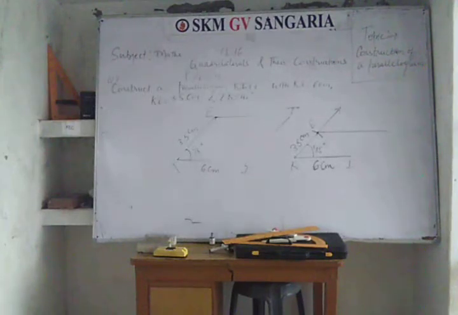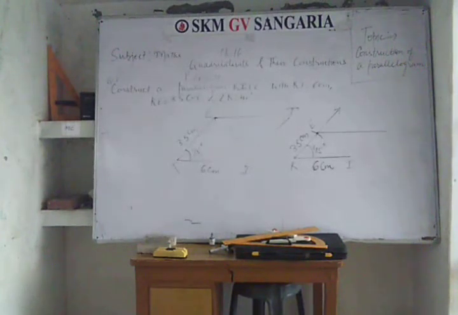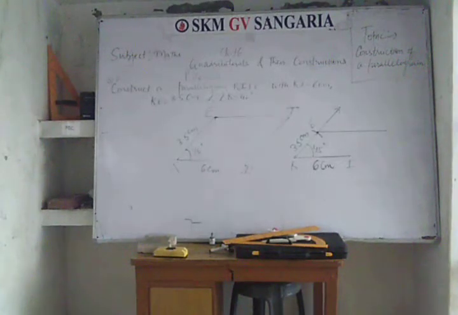So, first of all, you have drawn a line KI equal to how much? 6 centimeter. Then draw a line at K, making an angle of 45 degree using protractor. Then step number 3, cut off KE equal to 3.5 centimeter from the line drawn in step number 2. Then draw a line DC equal and parallel to AB using sextant, or you can use scale.